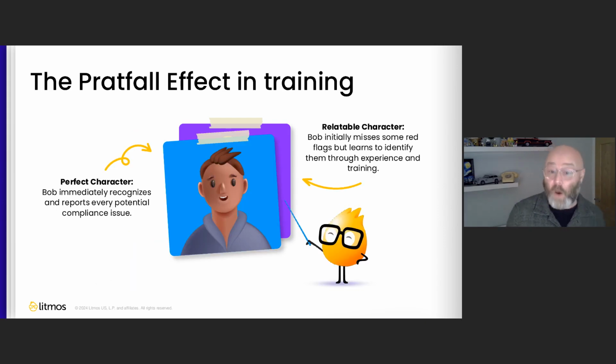Another example here is Bob. We've all worked with Bob, haven't we? Bob immediately recognises and reports every potential compliance issue. Yeah, I'm sure you do, Bob. But in reality, truth be told, Bob initially misses some red flags, but he learns to identify them through experience and training. And again, that feels more like us. So as Liz has just said in the chat, which imperfect character do you relate to most? And I think a lot of those great heroes are quite imperfect.